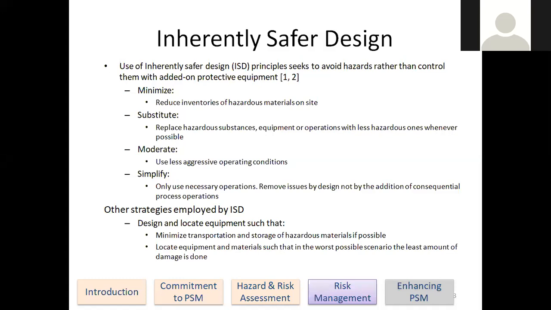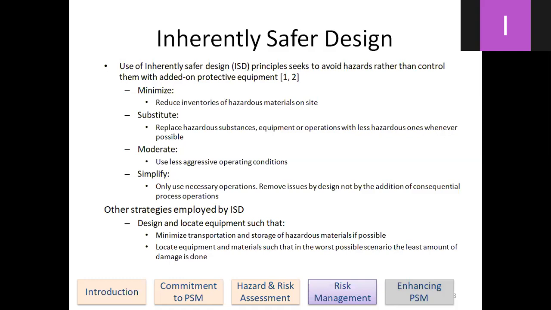So when you make your design very simple, you put the control for risk and hazard inside the design as part of it. Number one, it reduces the inventory of hazardous materials on site. It uses less aggressive operating procedures. It removes operational issues by design, not by adding consequential operating procedures. Another strategy employed under inherent safety design is to minimize transportation and storage of hazardous materials if possible.